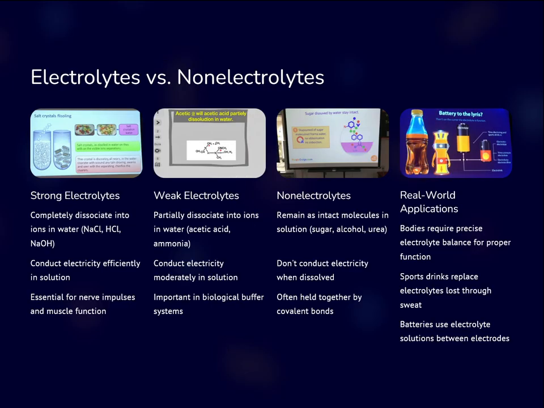Now, let's look at how substances behave once they dissolve in water. Now, some compounds break apart into ions when dissolved. These are called electrolytes because they allow the solution to conduct electricity. Strong electrolytes, like table salt, which is NaCl, or hydrochloric acid, which is HCl, fully dissociate into their respective ions.